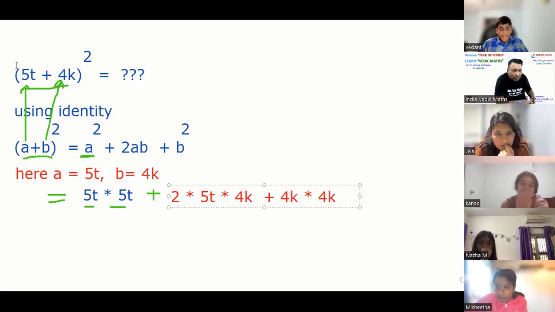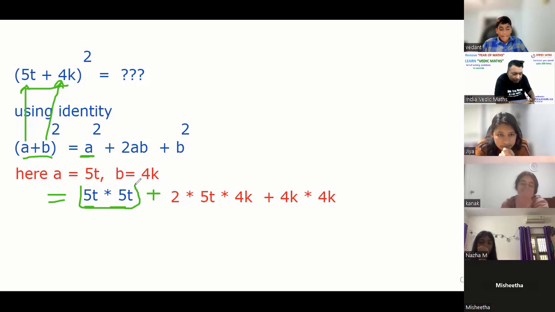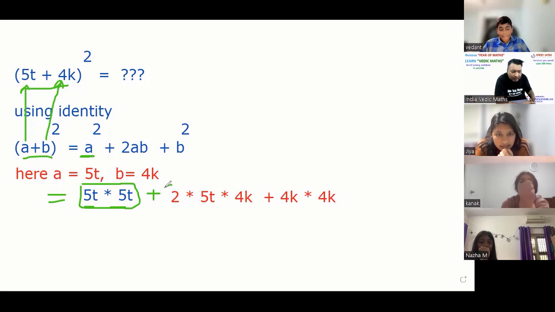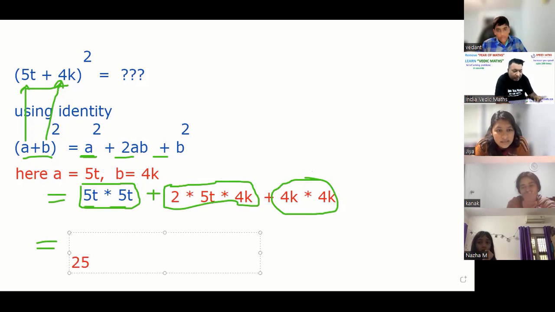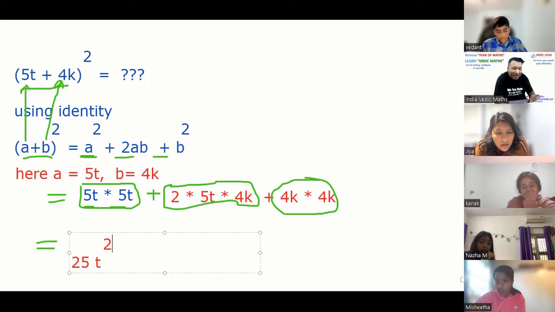Now we are going to simplify every term. See, guys, this is the first term, the second term, the third term. Agree or not? Now we are going to simplify. How much is 5t into 5t? 5 times 5 is 25. t times t is t squared. Remember, multiplication and addition difference. We're done with the first one.